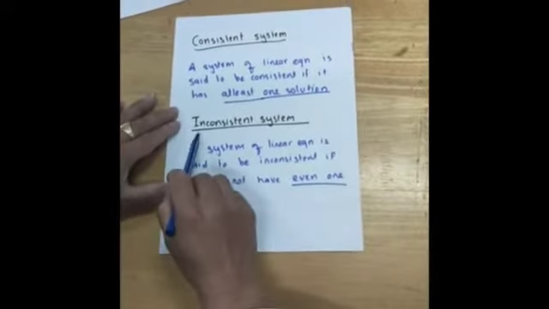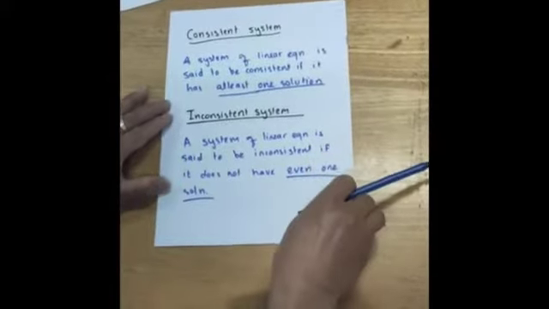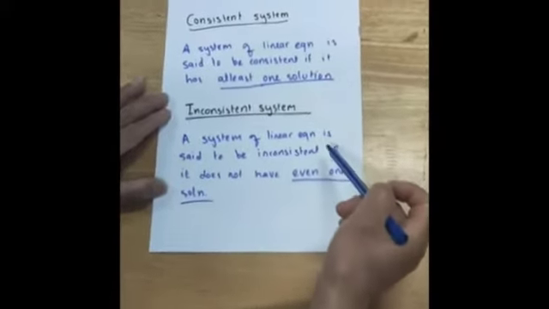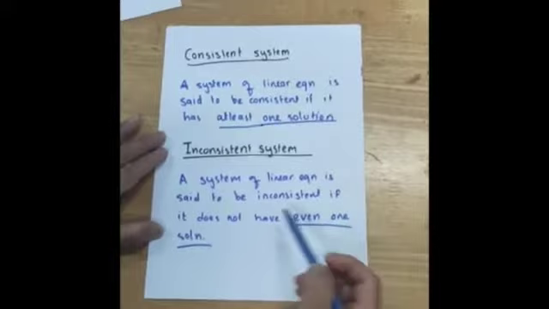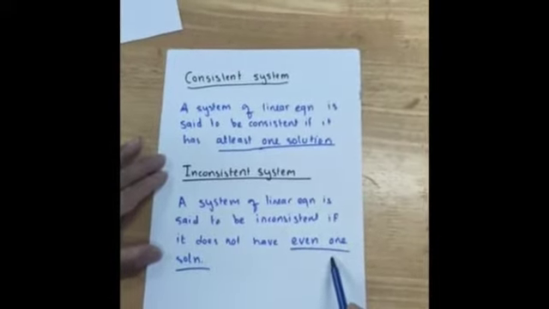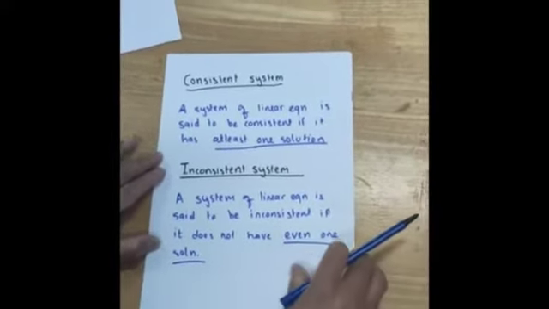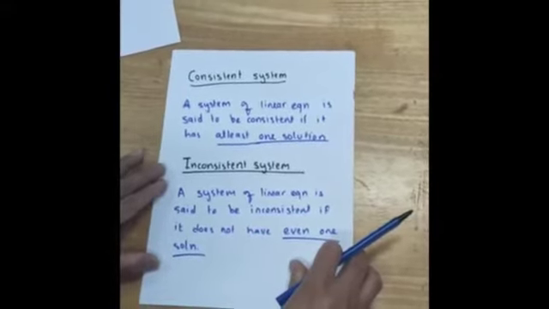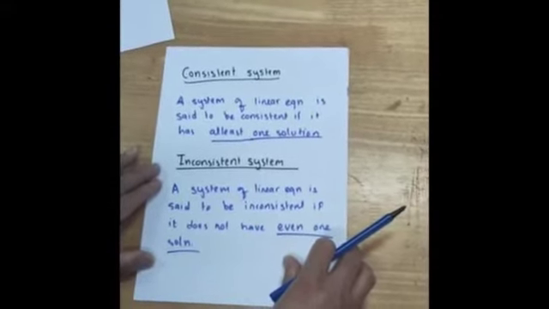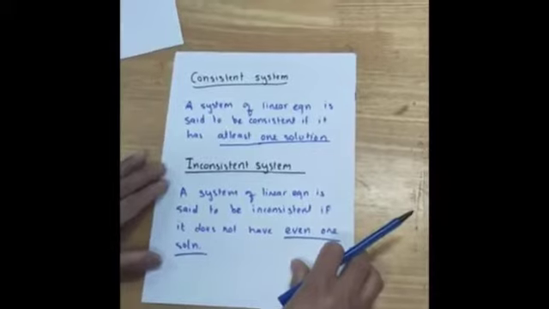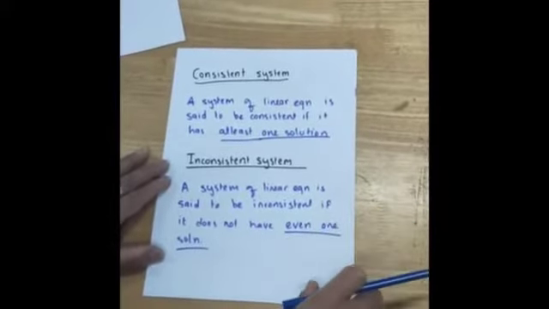Next, what is meant by inconsistent system? A system of linear equation is said to be inconsistent if it does not have even one solution. That means any system of linear equation that does not have a single solution is said to be inconsistent.